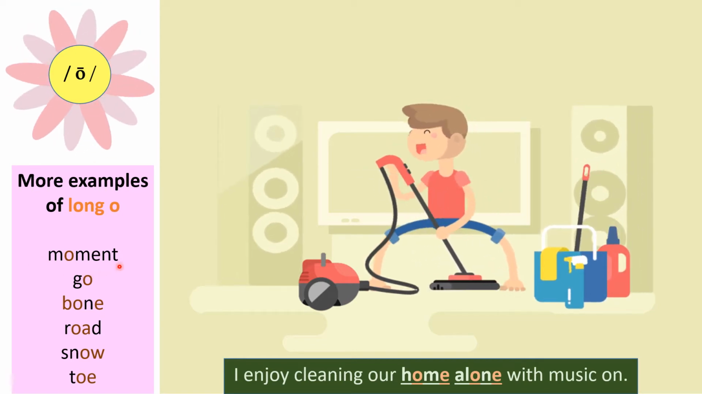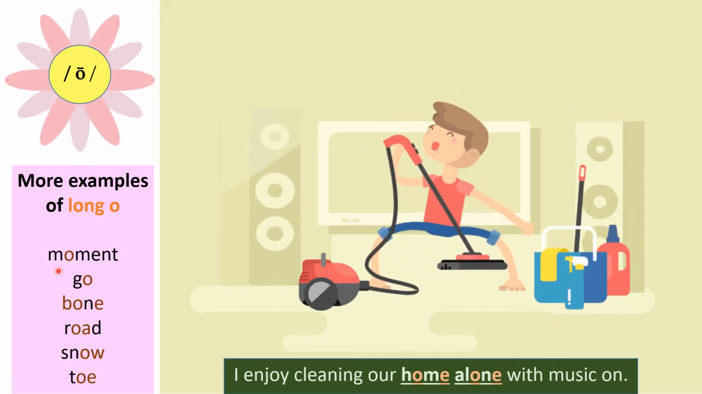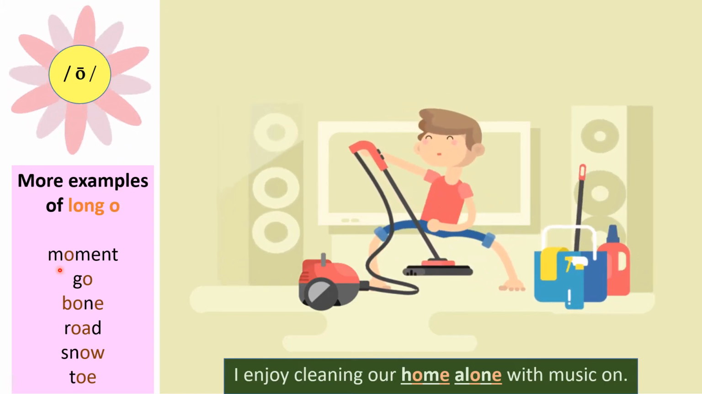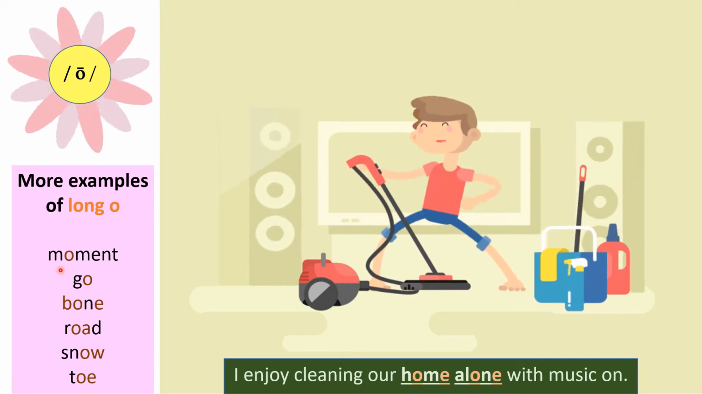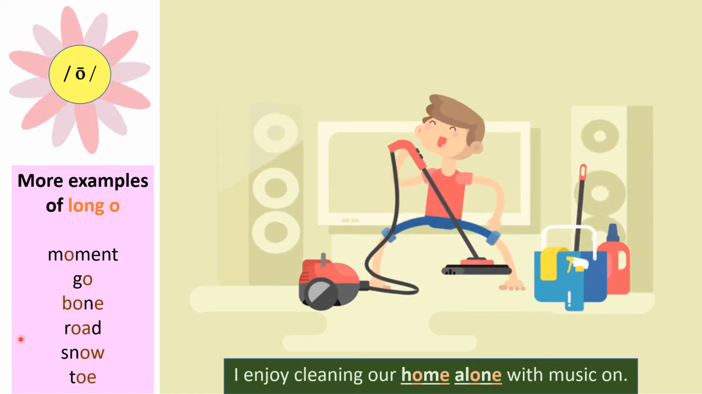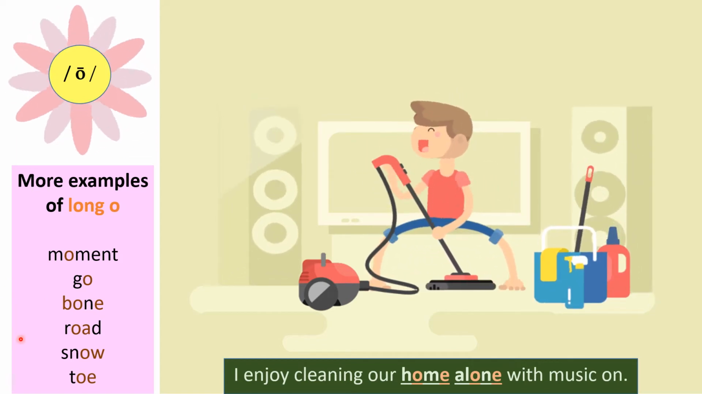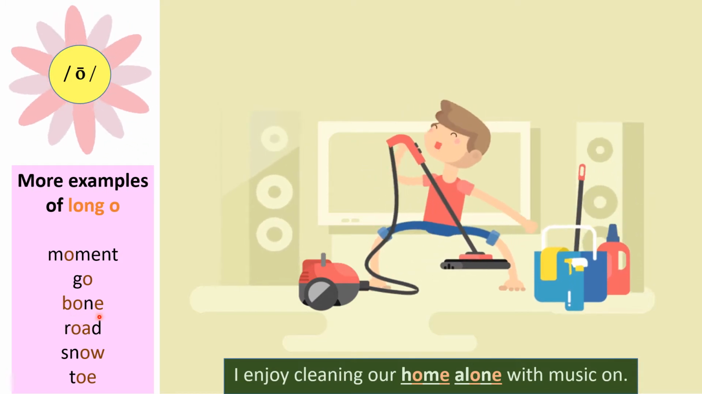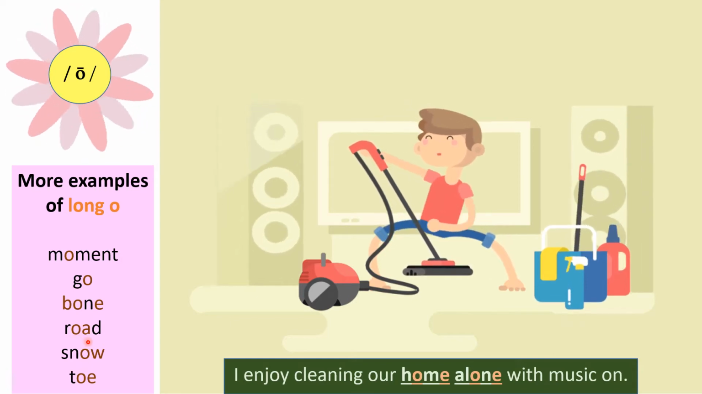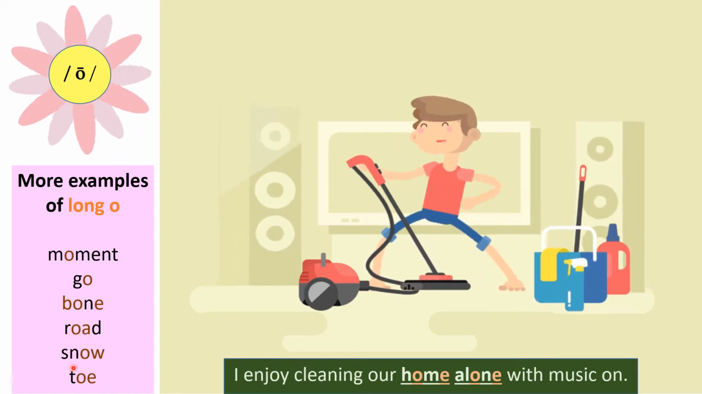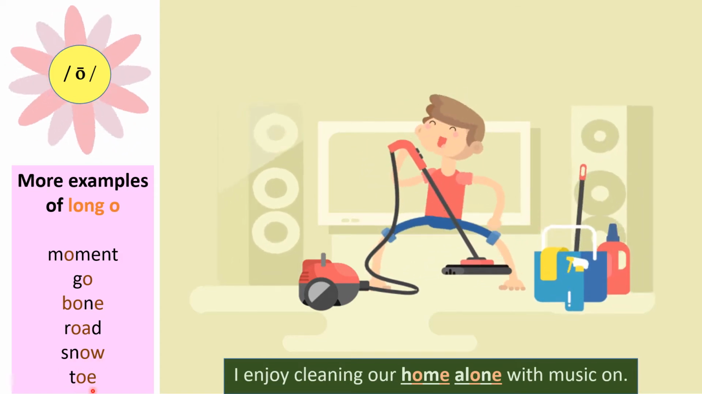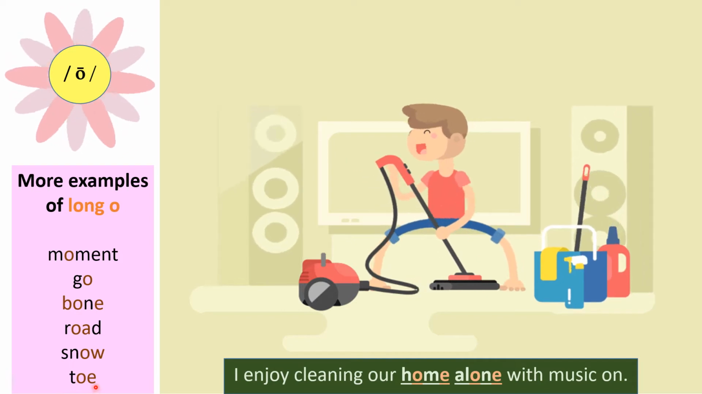The word moment has two syllables, and in the first syllable, you just need the letter O to sound it like long O. Next, some short words have just O in the end, just like in the word go. Sometimes you need to add another letter, for example, O-E as in bone, O-A as in road, O-W as in snow, and O-E as in toe.